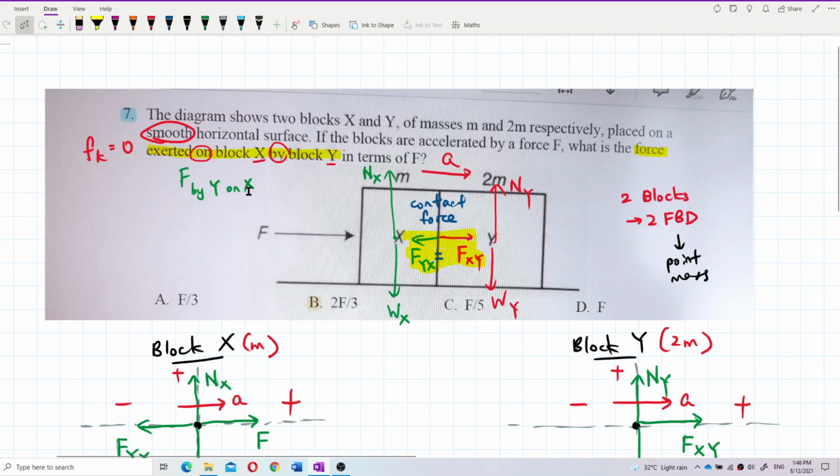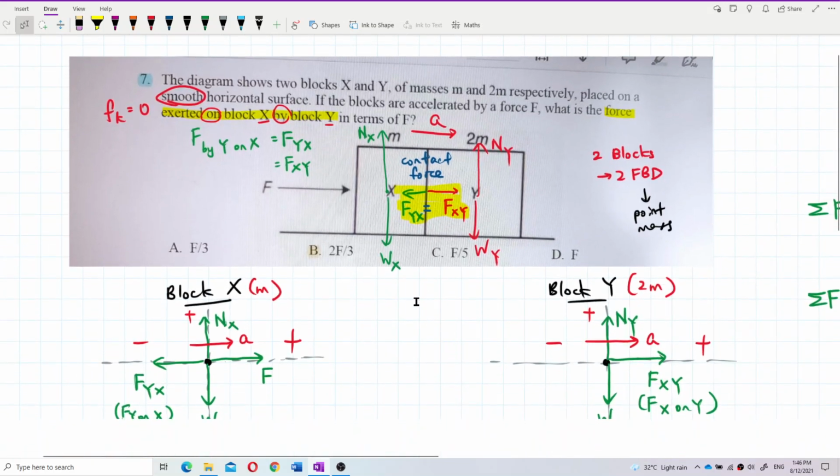Force exerted on block X by Y. So force by Y on X. So this is actually Fyx, and we are going to find Fyx. Fyx also equals Fxy because they are contact forces, action-reaction forces. They are equal in magnitude but opposite in direction. So if you find Fxy, you also get Fyx, the same value. Understand?